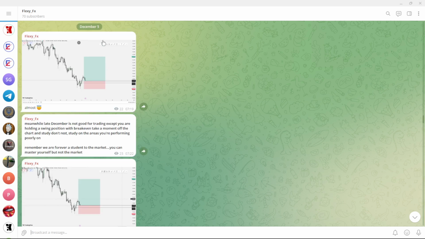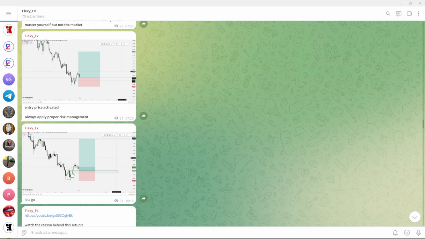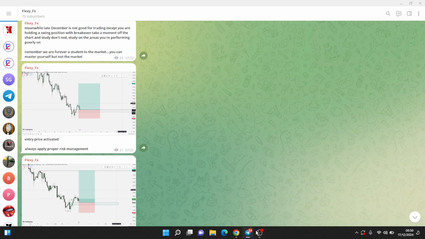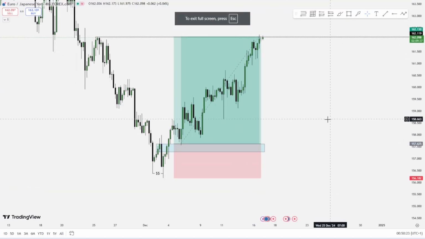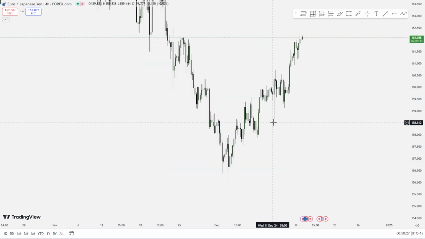And you can see this is on the 5th of December when I put the trade that it's almost gotten to our entry point. Then I keep updating the community even when we got activated on this trade. Now I'm going to make a quick recap on the reason why I took this trade. So let's dive into that.